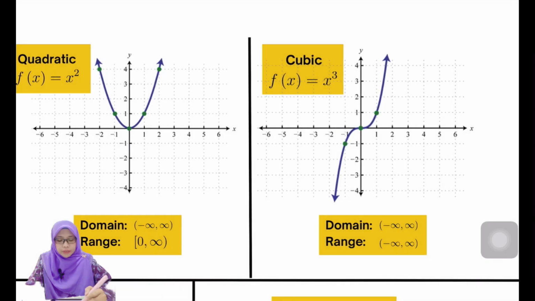Next, we have a cubic function, which is f(x) equivalent to x cubed. This is how the graph of the cubic function looks like. We have here the domain of negative infinity until infinity, and the range is also from negative infinity until infinity.